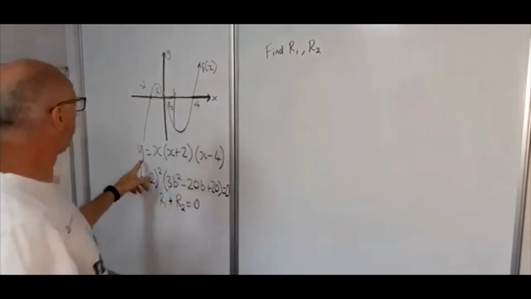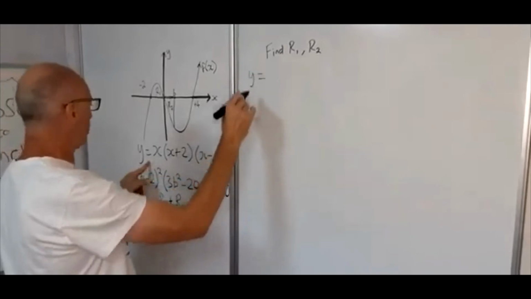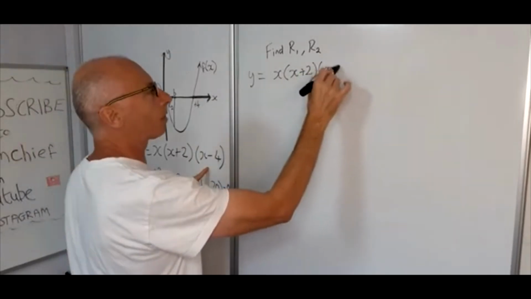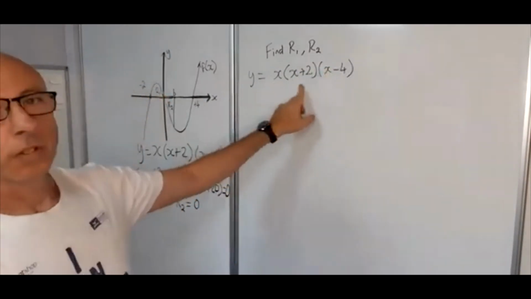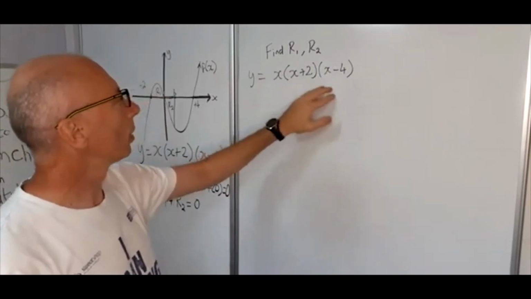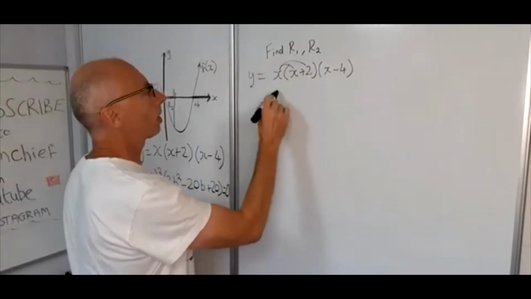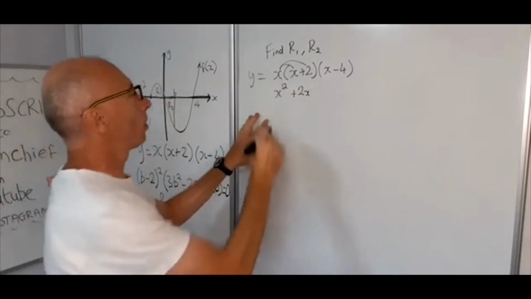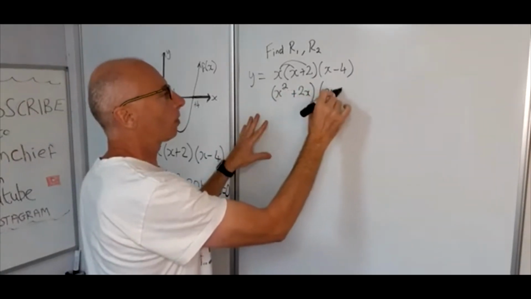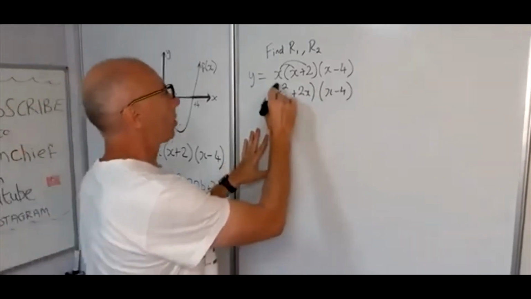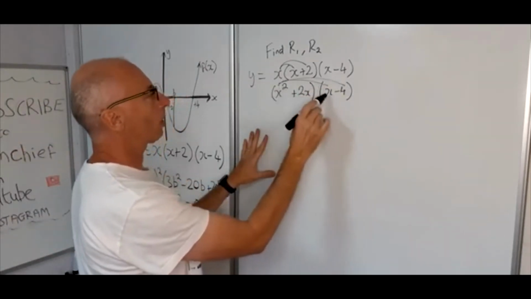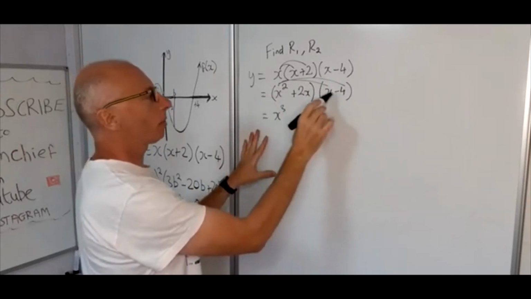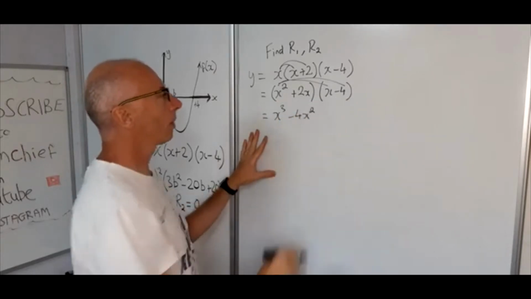So let's first of all take y equals x times (x plus 2) times (x minus 4). First of all, we're going to need to FOIL this out to get the function. So let's distribute this x first, and we'll get x squared plus 2x. And then we'll distribute this with the x minus 4. So let's distribute the x squared first: x squared times x is x cubed, and x squared times minus 4 is minus 4x squared.